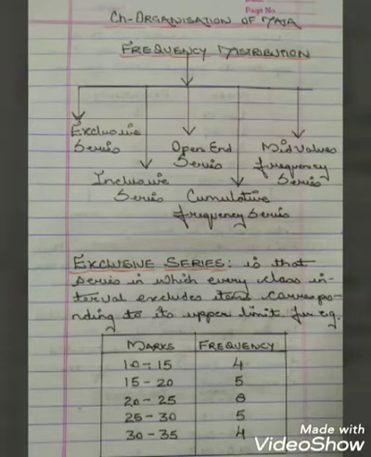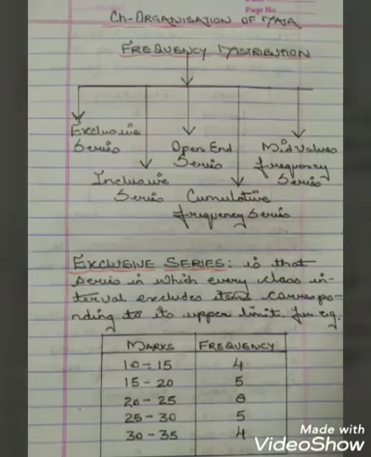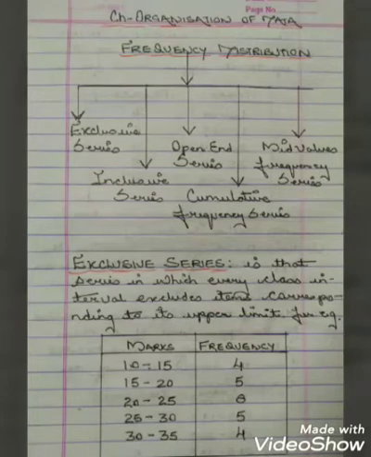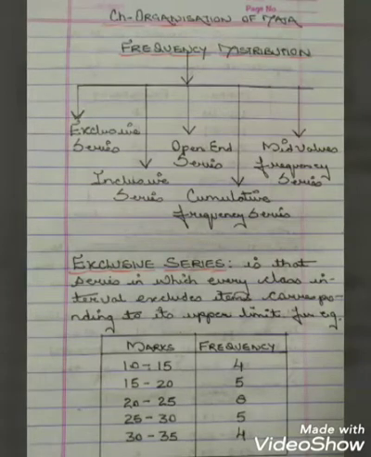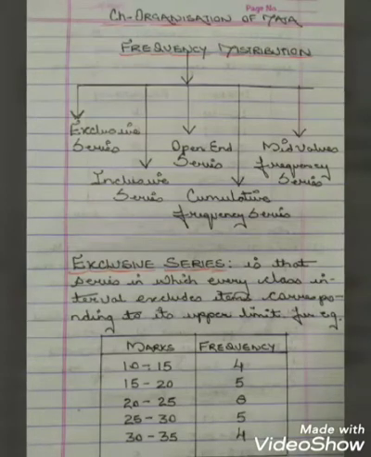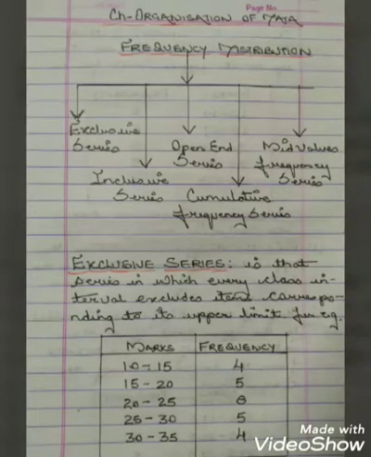In the first class interval, the lower limit is 10 and the upper limit is 15. So the upper limit of the first class interval, that is 15, is the lower limit of the next class interval. If you all can see, 10 to 15, 15 is the upper limit, and in the next class interval it is the lower limit, isn't it? 10 to 15 and then 15 to 20.